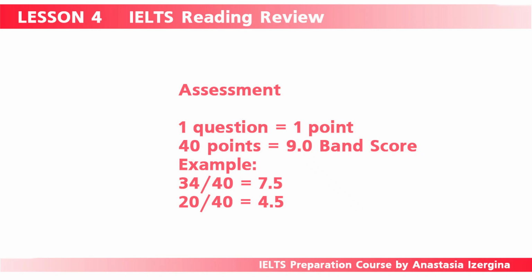As you do the reading module, you're going to have a total of 40 questions, which will give you up to 40 points, depending on the number of correct answers. As a result, your number of points will be calculated within the IELTS score system as a band score. The examples of calculation are the same as for the IELTS listening module. So, you can have 34 or 40 points, and that will be your band as 7.5. Or if you have 20 points out of 40, you will have 4.5 as a band score.